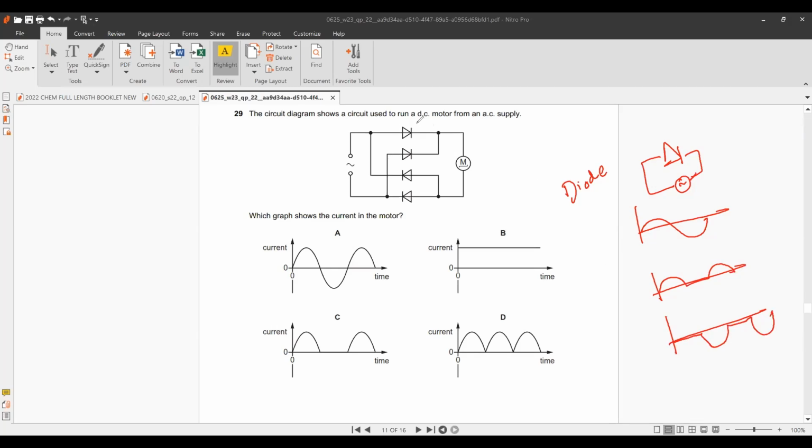Now, as we can see, there are four diodes attached in a circuit, which means it's a bridge circuit. And in a bridge circuit, what kind of output do we get? We get like this. So without confusing ourselves, this is the input current. This would be the output only if one diode was connected. This is not the right output for the motor. And the only option left is option D.